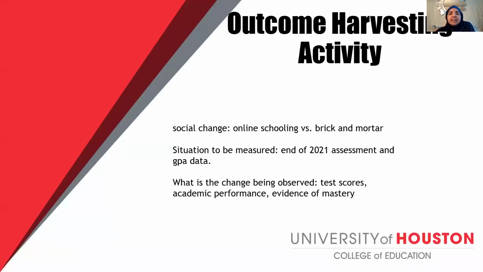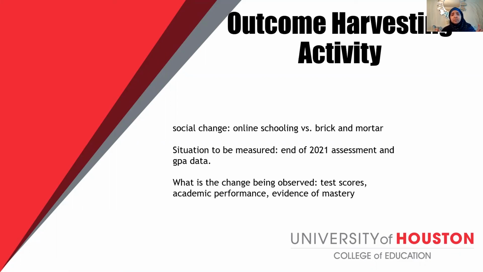Now, I would like to do a practice activity in order for us to utilize this evaluation method of outcome harvesting. So this is what we are going to be evaluating. The social change that we're looking at is online schooling versus brick and mortar. And this is very, very relevant considering this entire COVID lockdown that we've had this whole entire year and a half. And so the situation that we are measuring is the end of semester or the end of 2021 assessment and GPA data. So what is the change that's being observed?